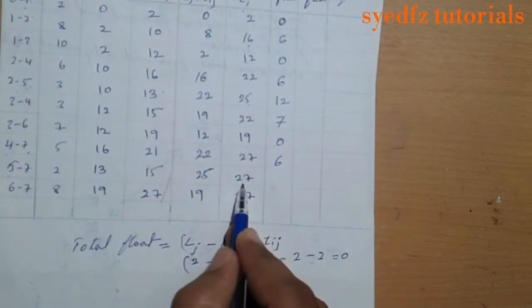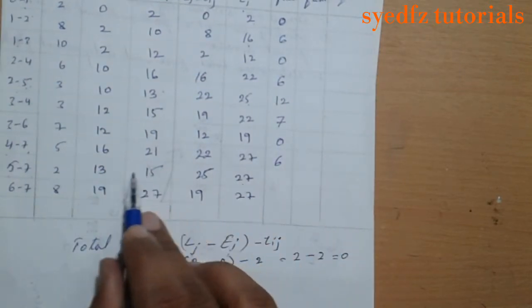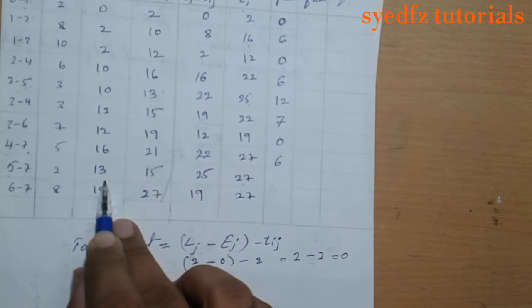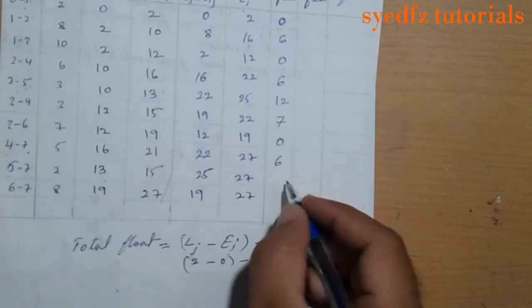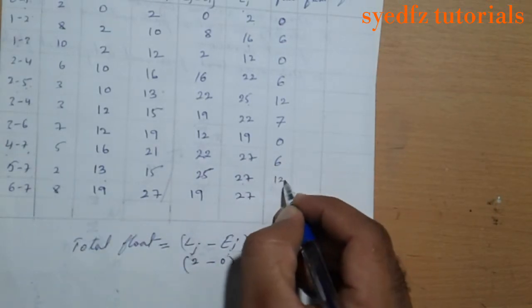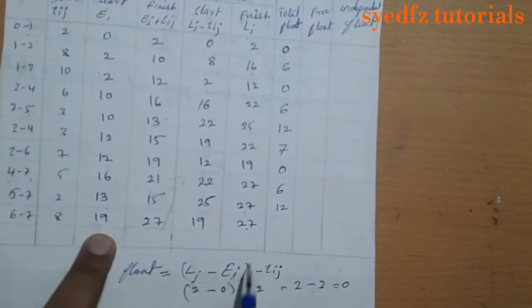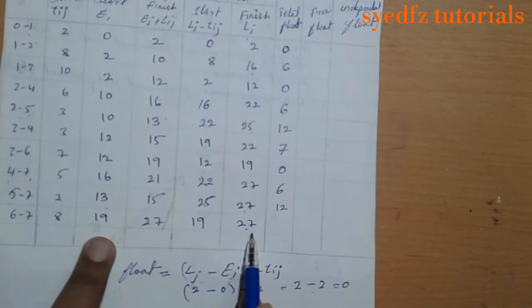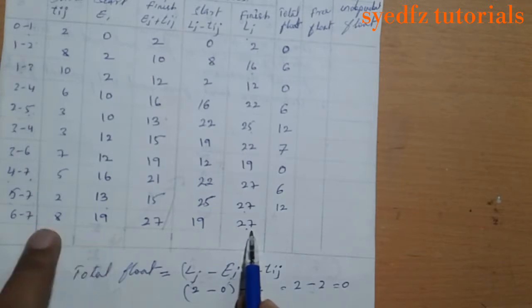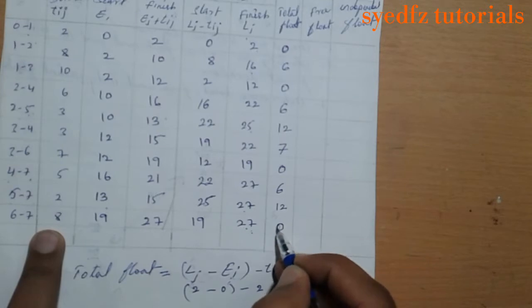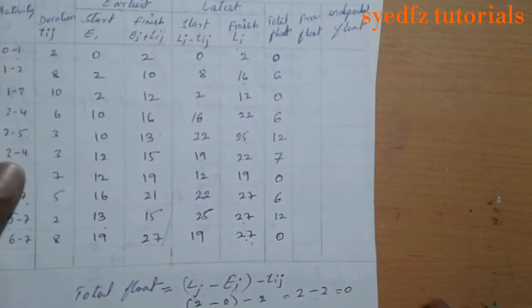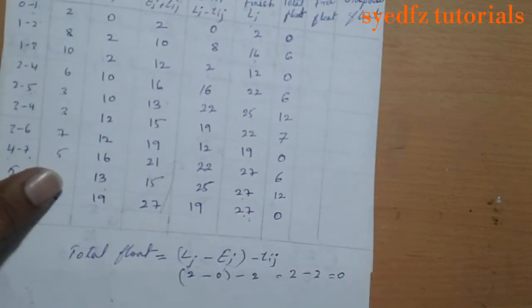27 minus 13, 14. 14 minus 2 is 12. 27 minus 19. First remove the 10, it will be 17. 17 minus 9 means 8. 8 minus 8, 0. So we got the total float. Now go for free float.